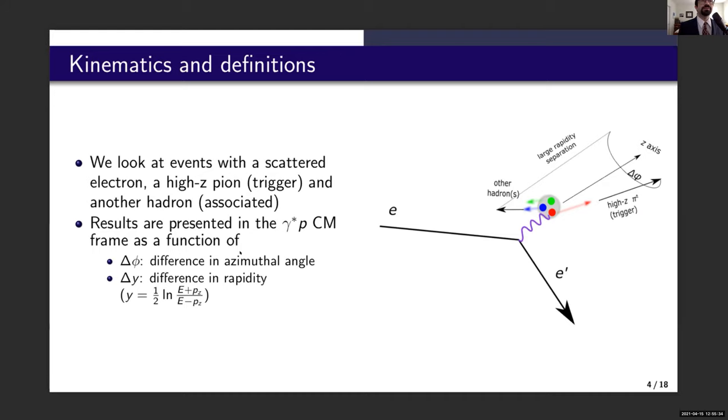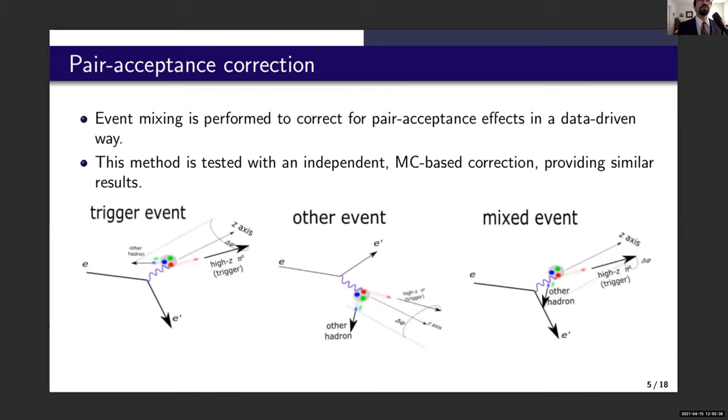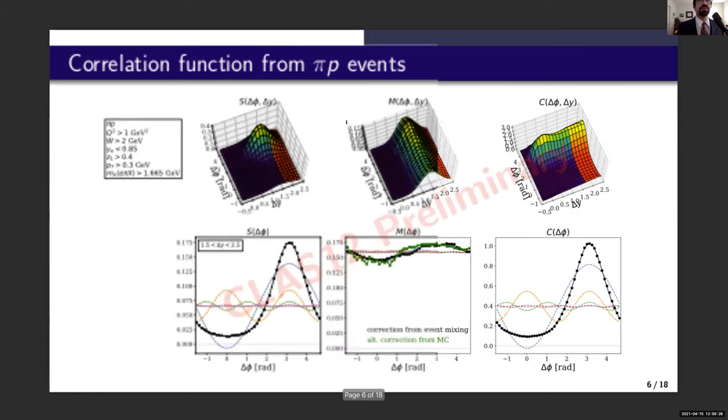Next slide. We use a pair acceptance correction using event mixing. So we're correcting for these pair acceptance effects in a data-driven manner. This method was tested using an independent Monte Carlo-based correction, which provides similar results. To do this event mixing correction, we take a trigger event, the scattered electron and the trigger hadron, and then we take another event and use the other hadron in that event. We combine these two, and this gives us an unbiased sample that we use as a denominator when dividing.